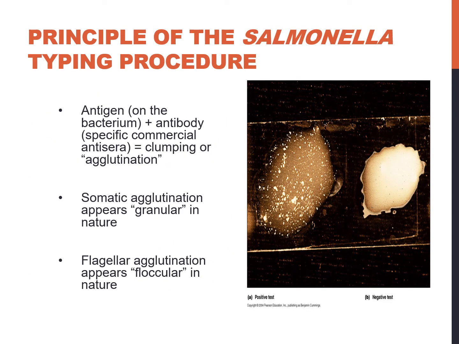All right, so the Salmonella typing procedure here, you can see that we have the antigen. That antigen is on the bacteria, and the antibody is a commercially made antisera. And when you put those together, you can see agglutination or clumping. The somatic agglutination appears granular in nature, while the flagellar agglutination appears floccular in nature. And that's really splitting hairs. Granular looks more irregular and kind of chunky, like grains of sand, while floccular looks more feathery and more uniform than granulation.